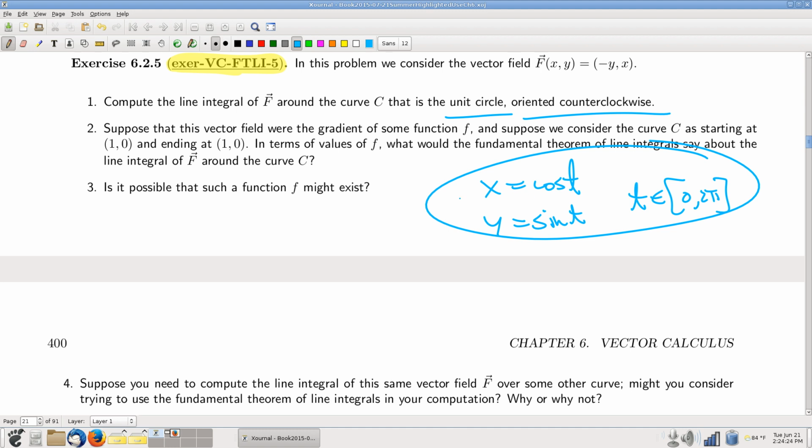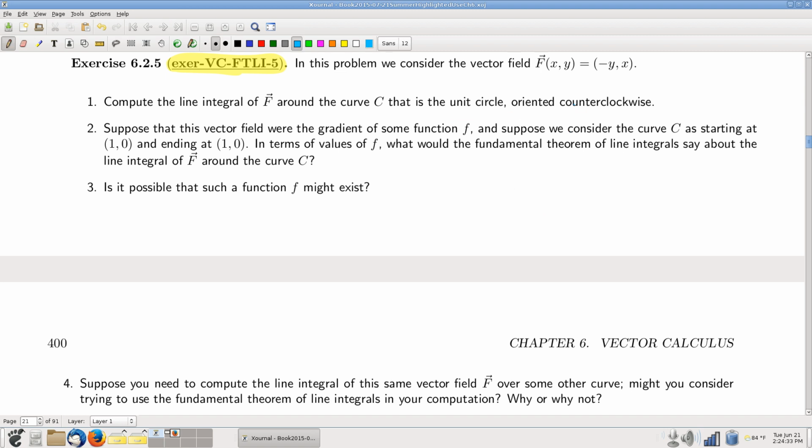All right, let's see. Suppose now that this were the gradient of some function. We've already kind of at least agreed that we don't think it should be. Okay, and suppose we consider the curve C as starting at 1, 0 and ending at 1, 0. Okay, yeah, let's draw a picture. Starting at 1, 0 and ending at 1, 0. What would the fundamental theorem of line integrals say about this line integral?